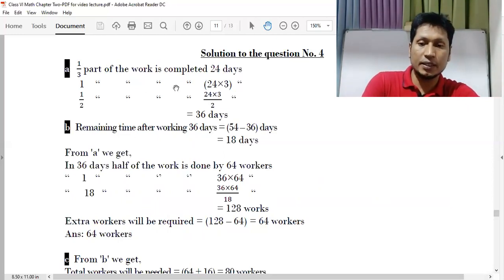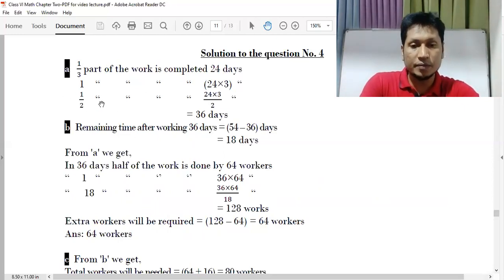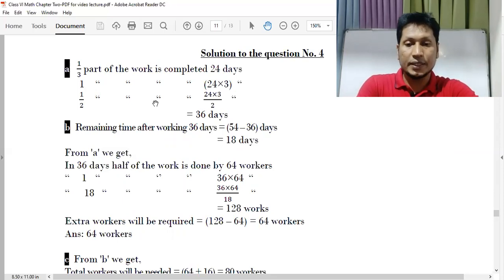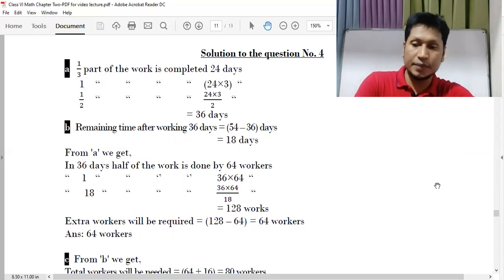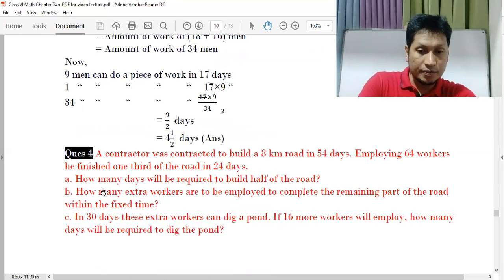So one part was done in how many days? And half part, that is 1/2 part, was done in how many days? By calculation, you see 36 days. This is the answer of part A. Okay, so part B says, what does part B say?